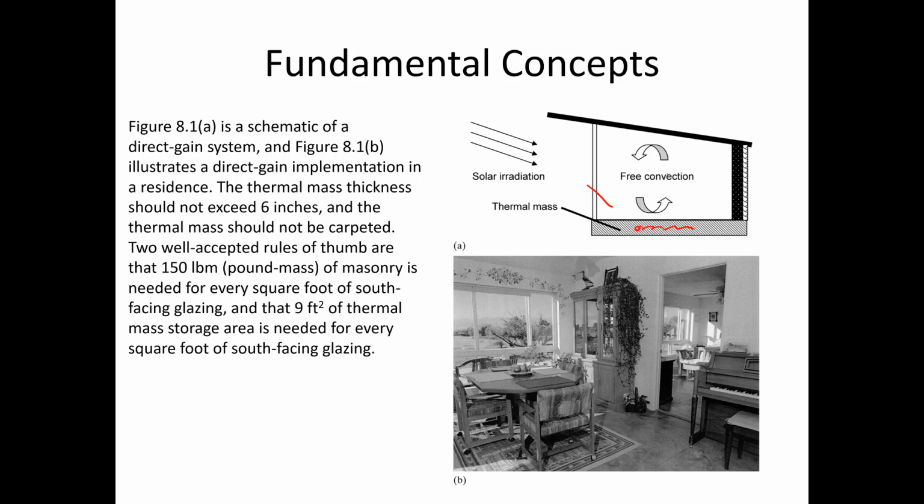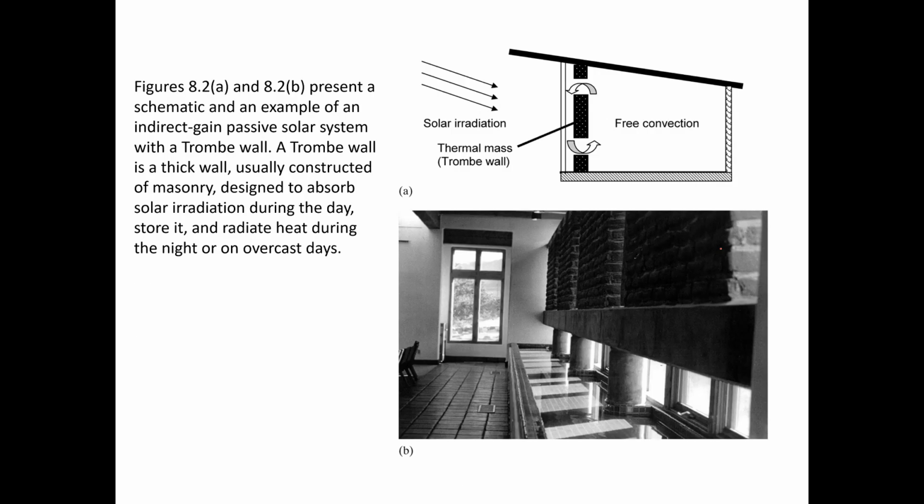The thermal mass thickness should not exceed 6 inches in this case, and the thermal mass should not be carpeted. Two well-accepted rules of thumb are that about 150 pounds of masonry is needed for every square foot of south-facing glazing, and that 9 square feet of thermal mass storage area is needed for every square foot of south-facing glazing. So this, again, can be used to help offset energy requirements for heating.